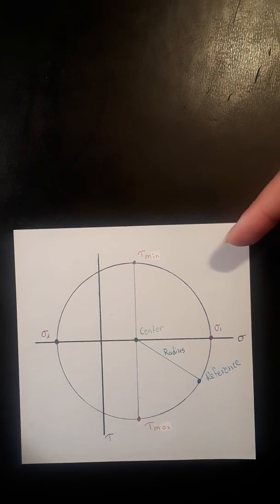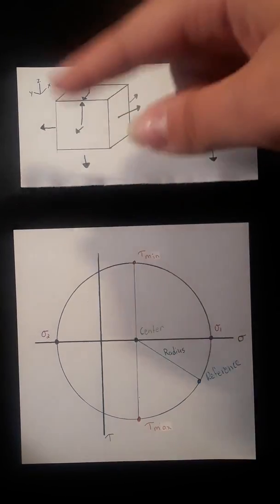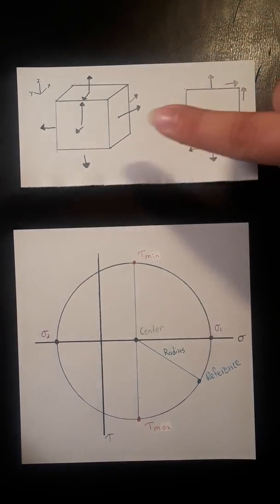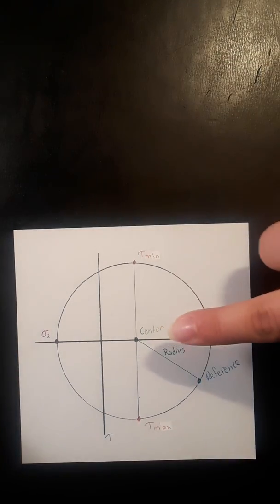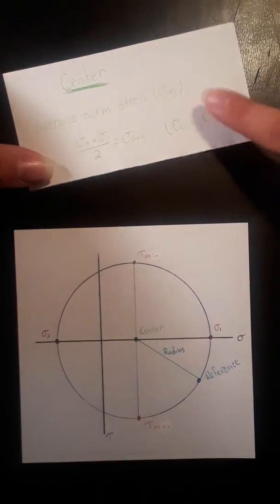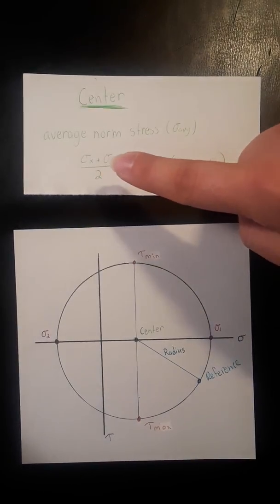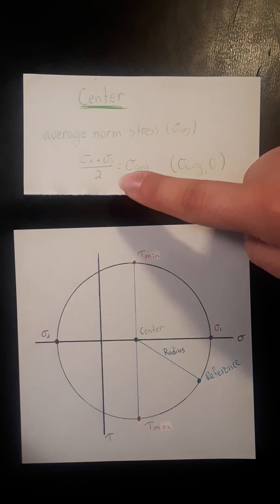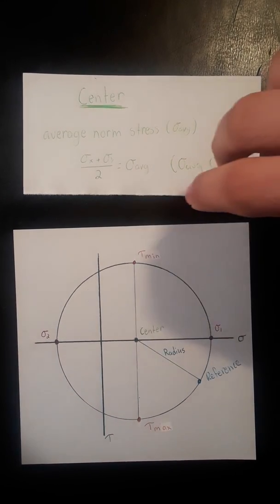This is Mohr's circle, and what you're analyzing are the normal and shear stress forces on an object in its cross-sectional area. To start off your circle, you want to find the center of it, which is the average normal stress. You take the stress in the x direction plus the stress in the y direction, divided by 2, so you get the average stress comma 0 as your center point.